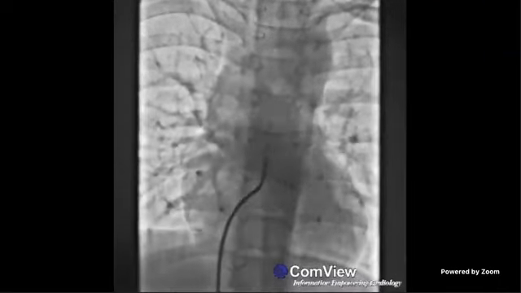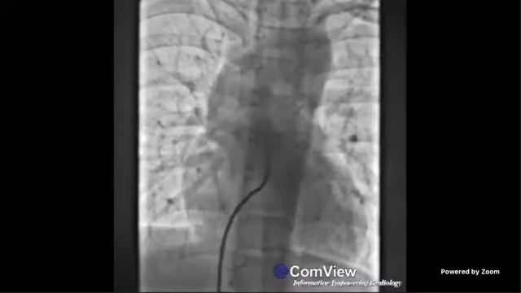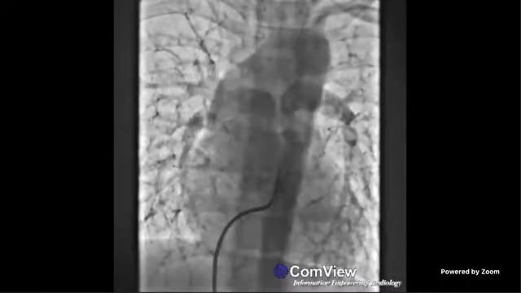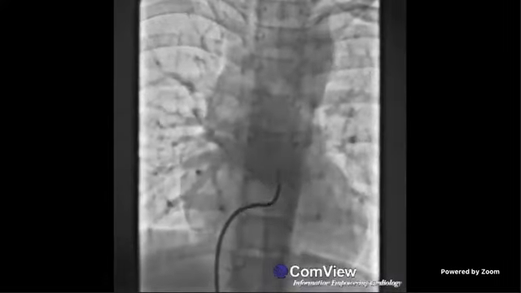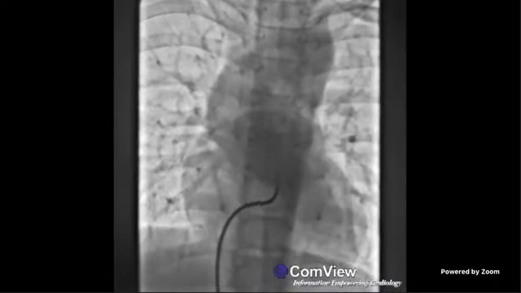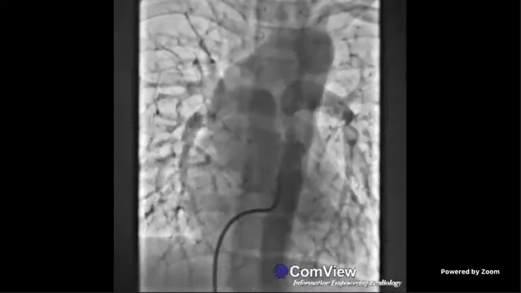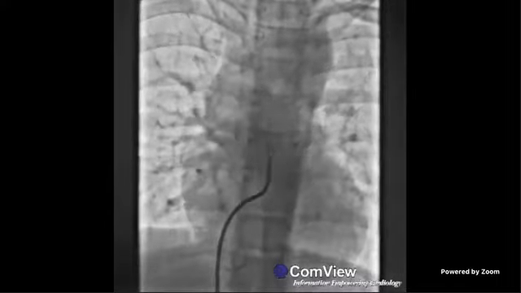So what is it? VSD PS or something else? Yes, Surikant. Sir, since both great arteries are filling, I'm suspecting a DORV.